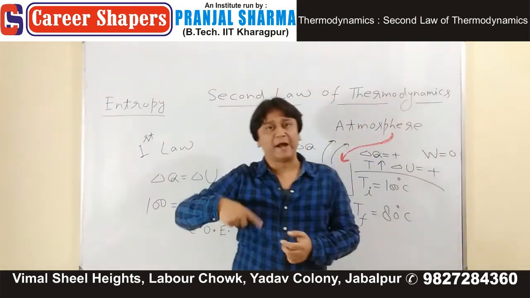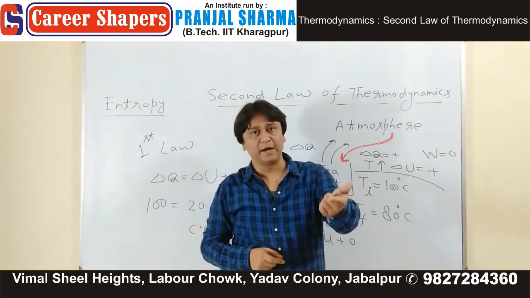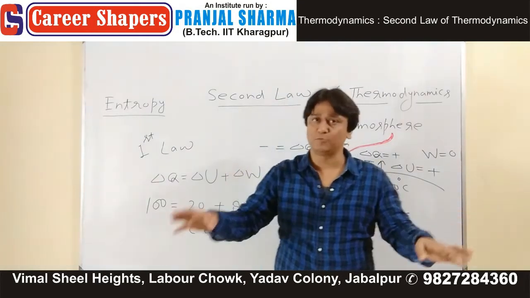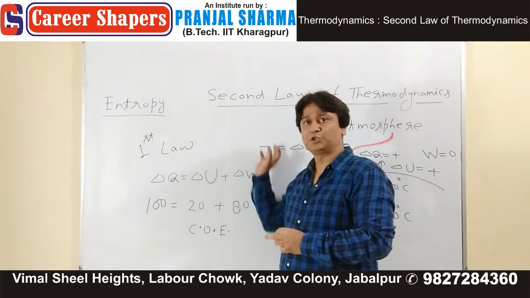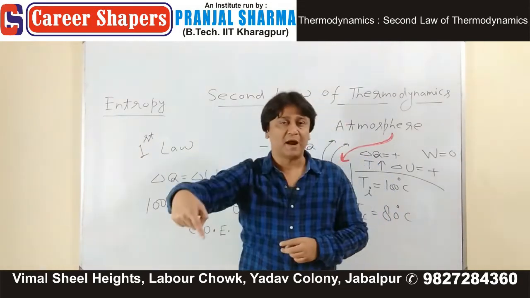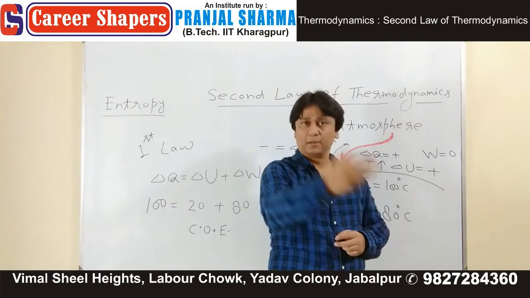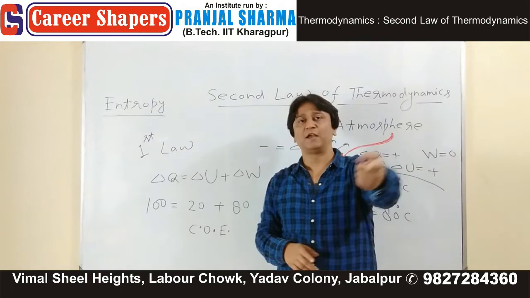These turbine blades are connected to a dynamo which produces what? Current. Current means electrons are moving. Again, electrons which were not moving, assuming they were at rest. Now, once you drop the water on the turbine blades, it starts rotating. Electrons start moving, which is called what? Current.